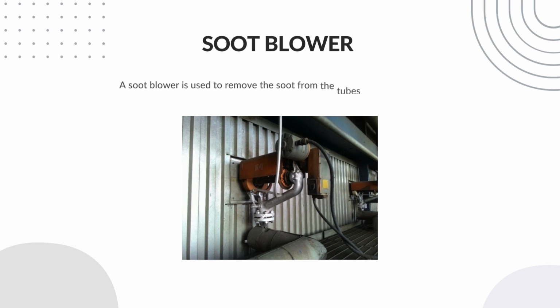Now, soot blower. During combustion, soot accumulates on the inner tubes of the furnace and the gas passes are plugged. Ultimately, soot deposited inside the furnace reduces the efficiency of the boiler. A soot blower is used to remove the soot from the tubes to prevent the gas pass from being plugged.